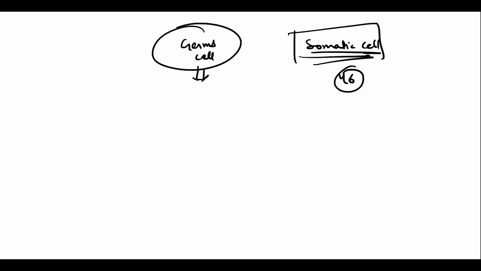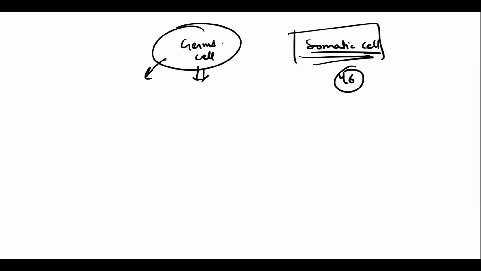the somatic cells, if any kind of change is taking place in the somatic cells, that is not being transferred from one generation to another. Okay, only the germ cells participate in the process of reproduction. So if there is a change taking place inside the germ cell, then it is being transferred. Okay, understood? Yes, sir.